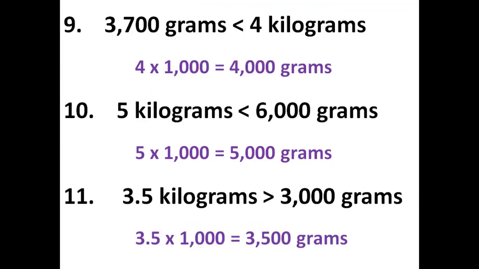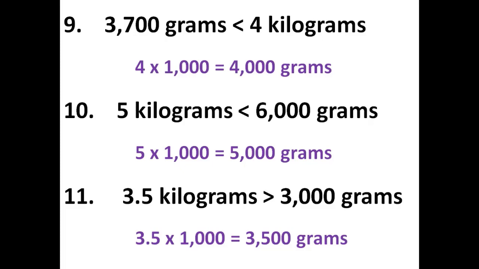Now we have number 9. 3700 grams and other side is 4 kilograms. By using the same method, we are changing kilograms into grams. Multiply by 1000. 4 multiplied by 1000 is 4000 grams. So we can say that 3700 grams is lesser than 4 kilograms.